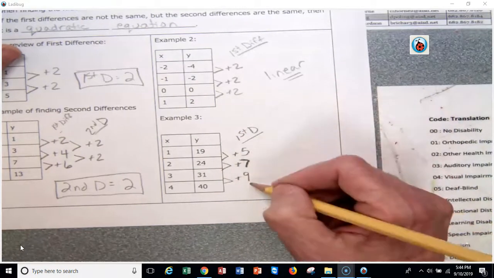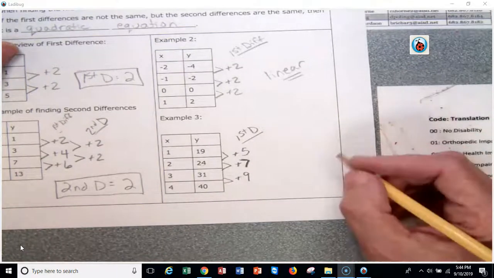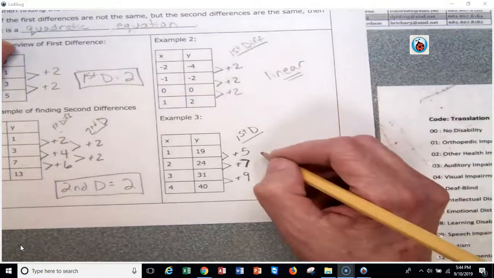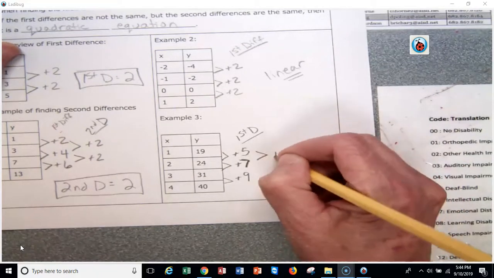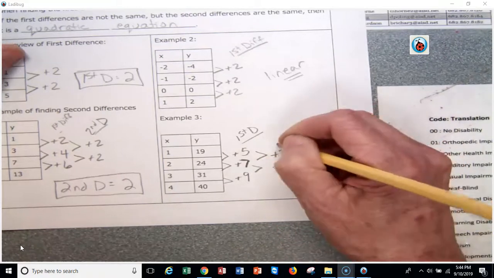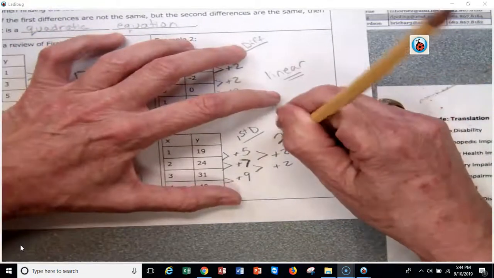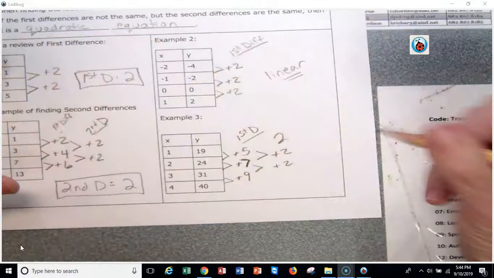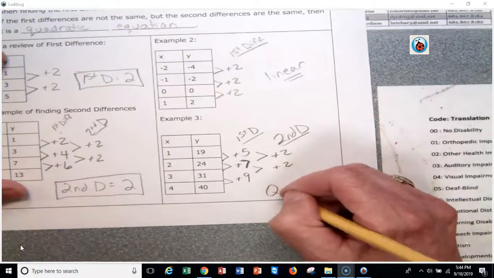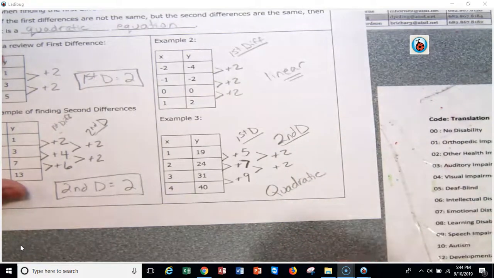So I have to keep going and looking for something that is the same so that I can stop, and that way I can identify what type of table it is. Well, from 5 to 7 is plus 2. Then from 7 to 9 is plus 2. So here are my second differences. Let me go ahead and write this a little more clearly so you can see it. Second differences. Okay, so this means this is a quadratic table.